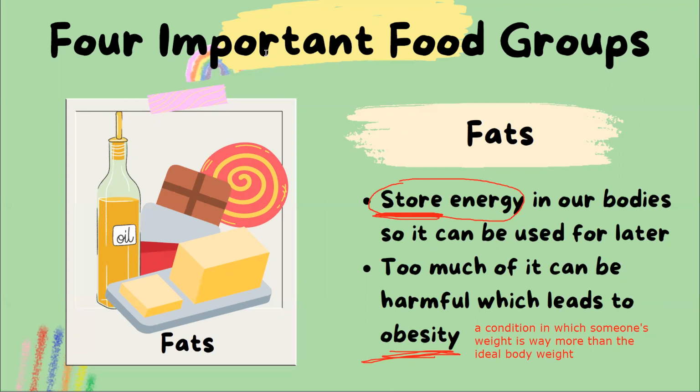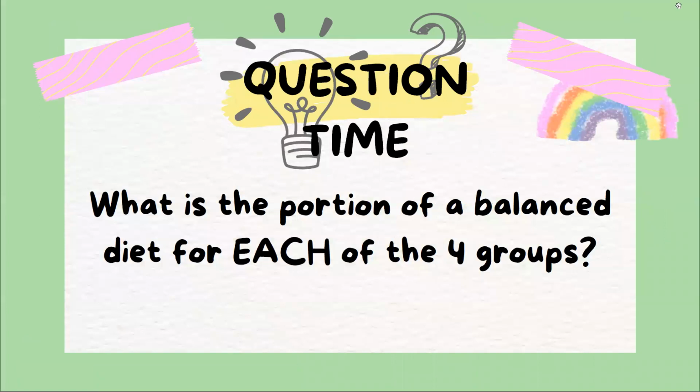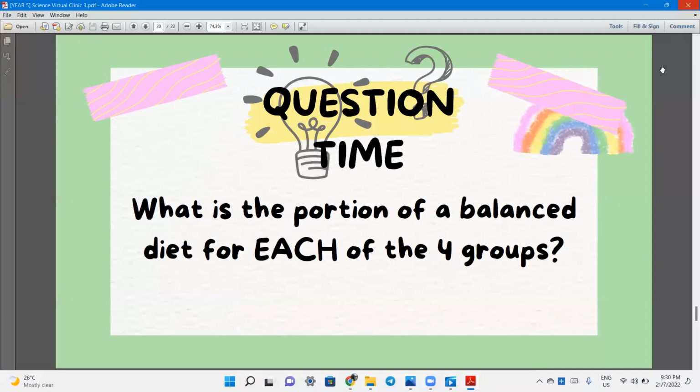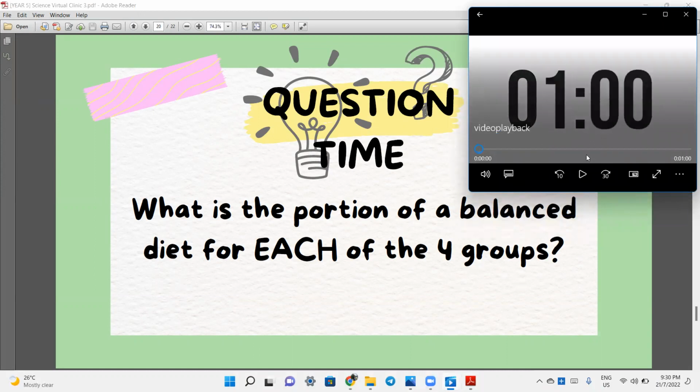Okay, so far so good. Am I going too fast? Okay, are you ready for the next quiz? Right, let's go. Okay, question time. What is the portion of a balanced diet for each of the four groups? As usual, I'll put a 1 minute timer for all of you. Think about it. What's the portion of it?